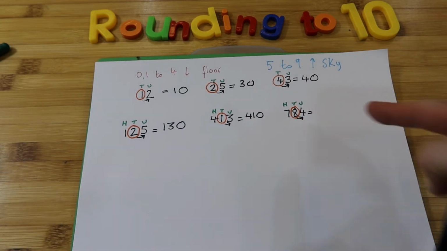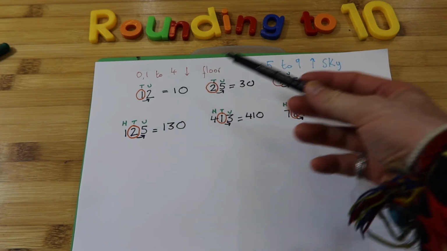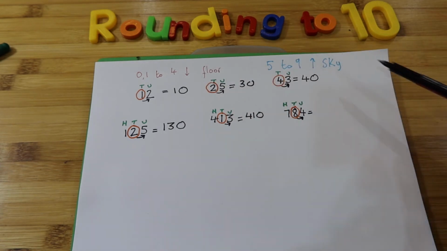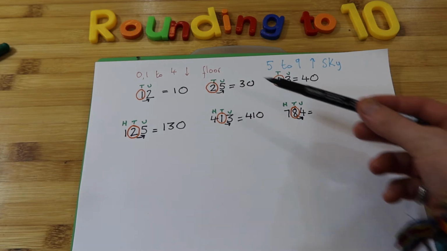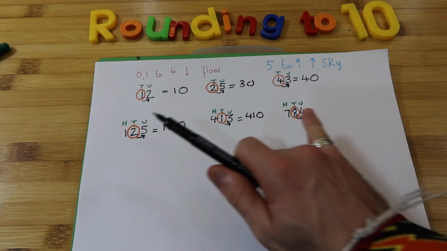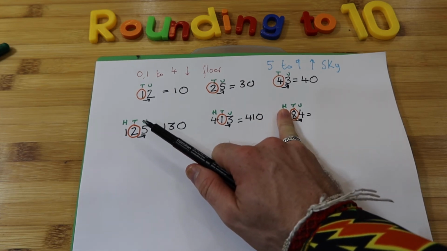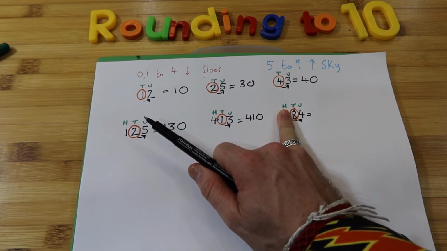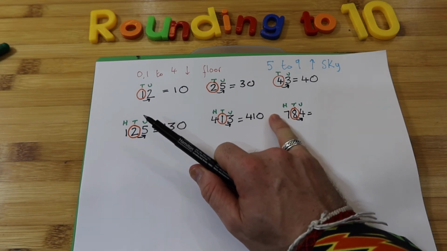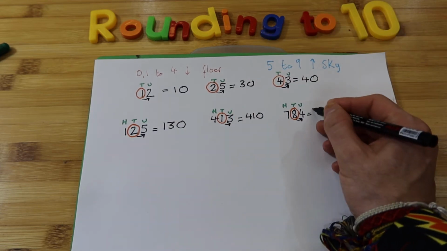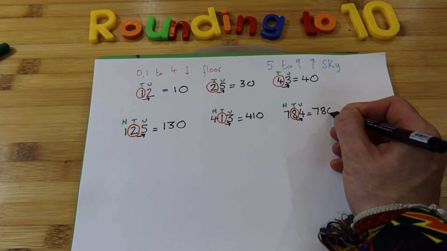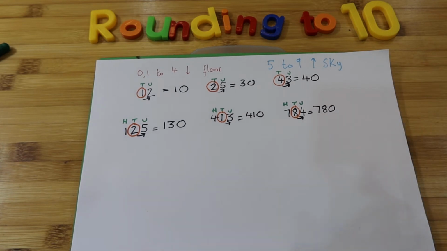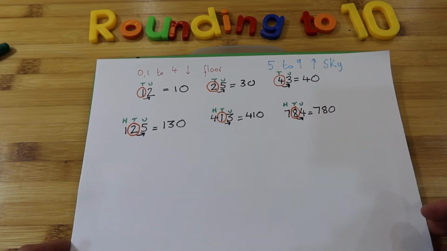Right, so now it's a 4. So what do we do? 0, 1 to 4, we round down to the floor. 5 to 9, we round up to the sky. So the answer is going to be, it's a 4, so we're rounding down. So if we just cover that 7, it's an 84. What would 84 be rounded down to nearest 10? Yes, 80. But we've got 700, so 780. As easy as that. And like I say, we'll try and do a few more.